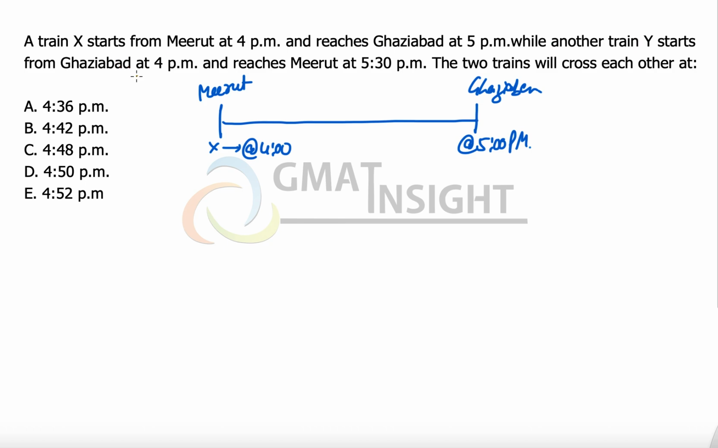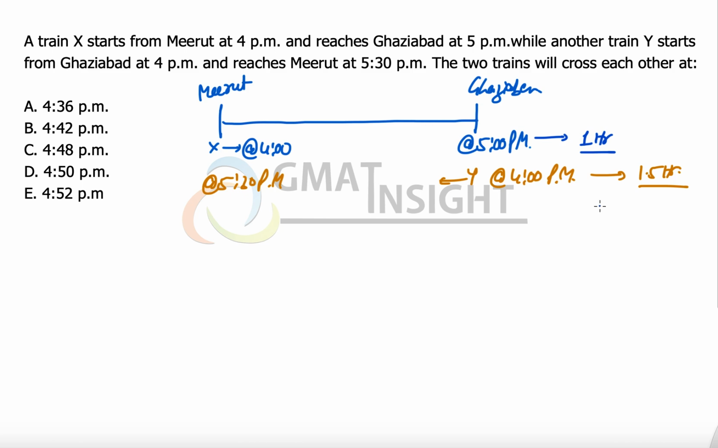It starts from Y at 4 p.m. and so that train starts Y in the direction of Meerut at 4 p.m. and then it reaches Meerut at 5:30 p.m. That means in a way this train takes 1.5 hours to complete the journey, while the earlier train takes only 1 hour to complete the journey, right? So the two trains will cross each other at what time?